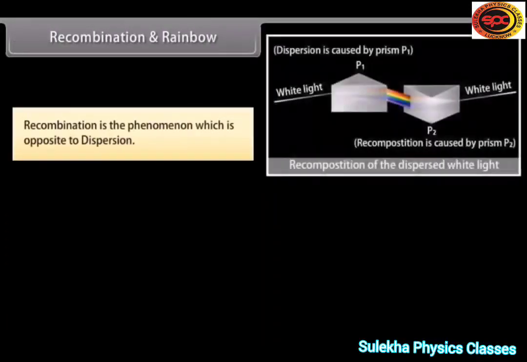Recombination and rainbow. Recombination. Isaac Newton observed that if he keeps 2 glass prisms parallel to each other such that one is inverted with respect to the other, then white light entering one prism gets split into 7 colors, which when they fall on the other prism recombine to give white light again. This is termed as recombination.